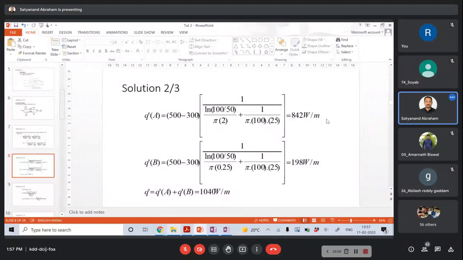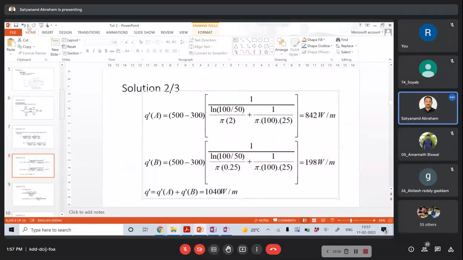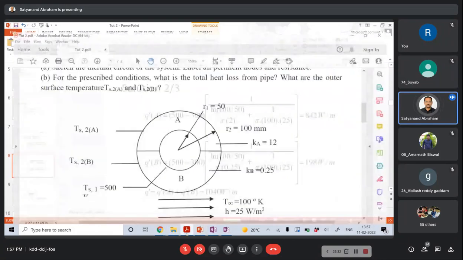842 watt per meter. Okay, so we are talking about per unit length. That's why it is given as watt per meter. Likewise for material B also, the total heat transfer is 198 watt per meter per unit length. So from here we get the total heat loss. The total heat loss we are getting as 1040 watt per meter. Okay, so that's how it is going to be done. So that is the first question.